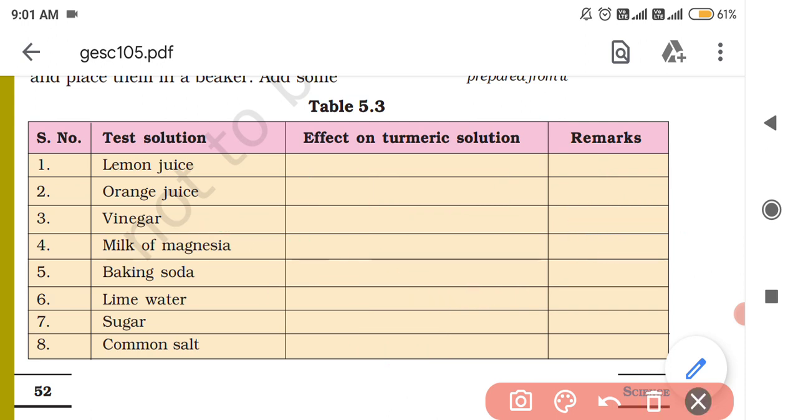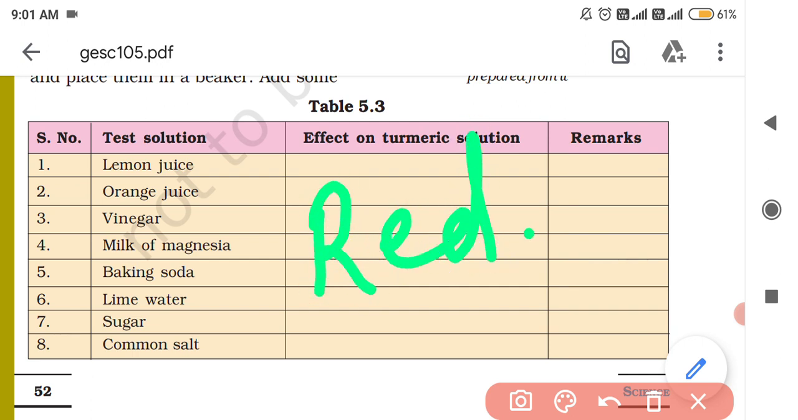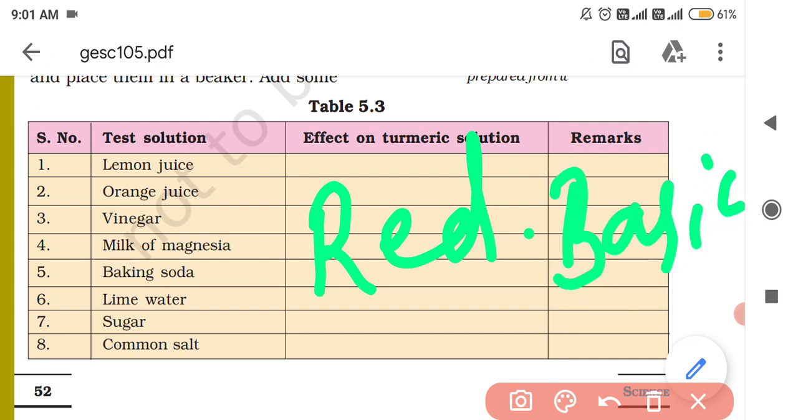Next, milk of magnesia is a basic solution. It contains magnesium hydroxide and is used as an antacid. So what will be the effect on turmeric solution? It will change to red. And what will be the remarks? It is because it is basic in nature. Milk of magnesia is basic.